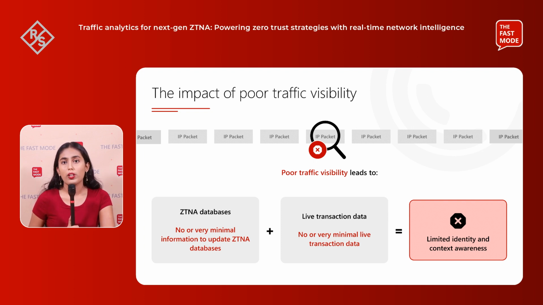Essentially, without the information provided by DPI, ZTNA cannot function as effectively, as it can't see what's going on in the network: who is making requests, where these requests are coming from, what resources are being accessed, and so on. It renders ZTNA blind to the activities occurring within the network, as it cannot determine the identity of users, the context in which they're accessing resources, or the nature of the transactions taking place.